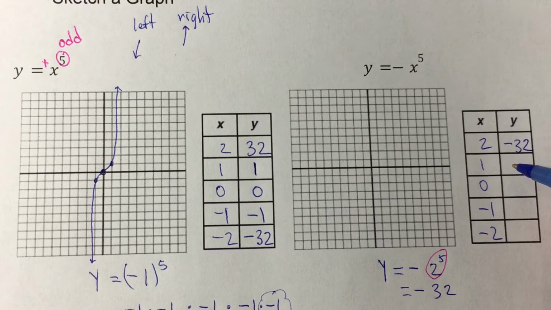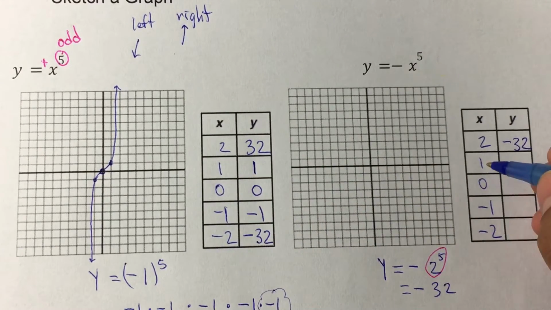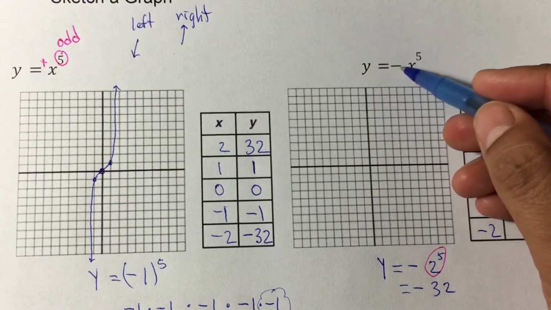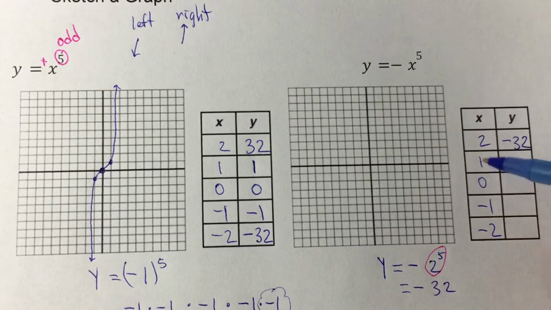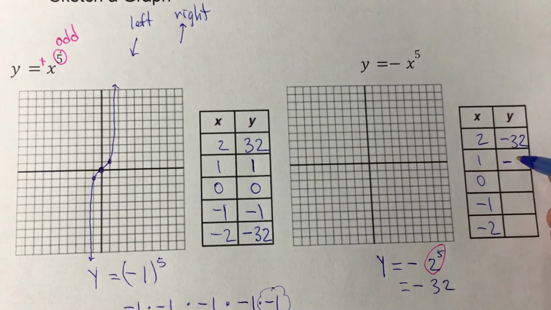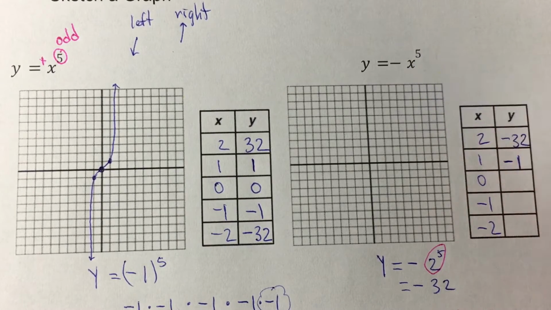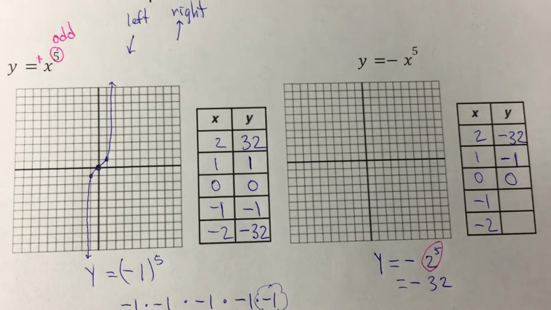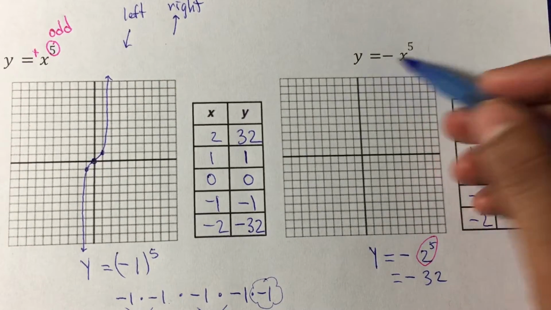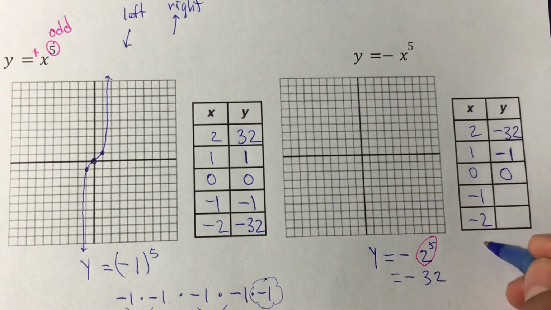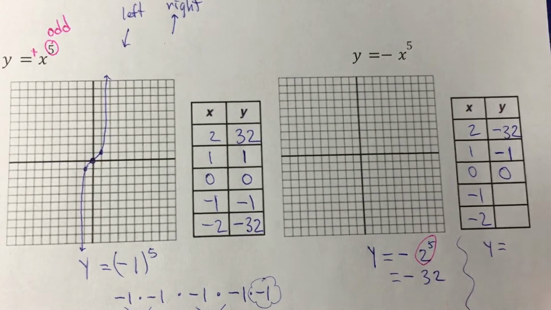If you want, you can pause the video and do this work. But again, for this one, you have negative from the equation, and then 1 to the 5th power is just 1. For 0, negative 0 to the 5th power is just 0. Remember, 0 is neutral. Negative 1, let me do that one.